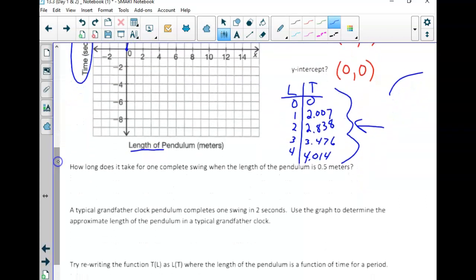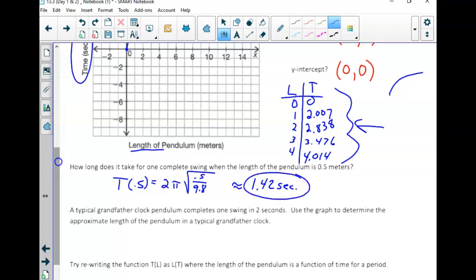Next, how long does it take for one complete swing when the length of the pendulum is 0.5 meters? That's saying T of 0.5 equals 2 pi times the square root of 0.5 divided by 9.8. When I type it into my calculator, it's approximately 1.42 seconds. So if the length of a pendulum is half a meter, it takes approximately 1.42 seconds to make an entire swing, and one complete swing is left and right.